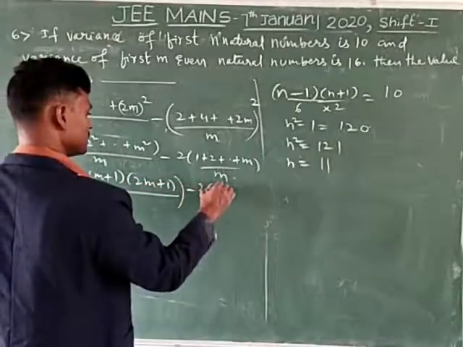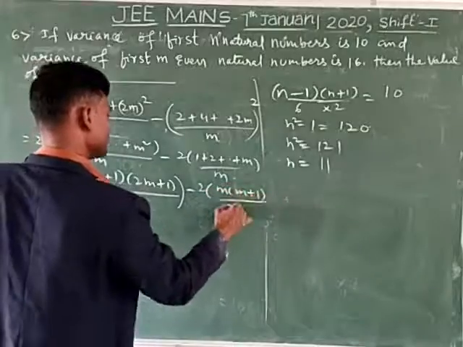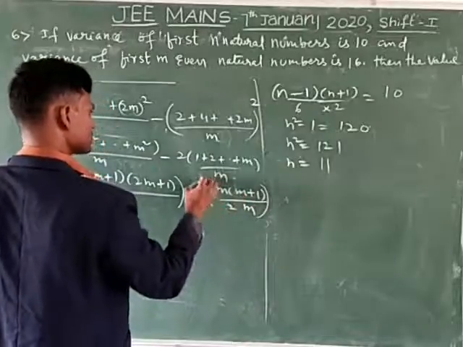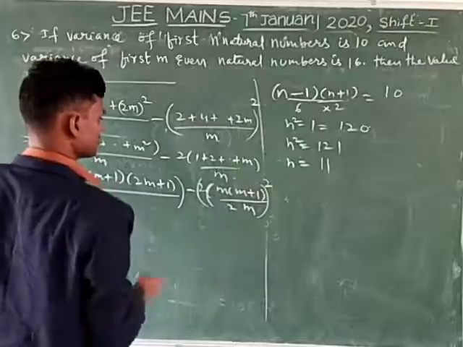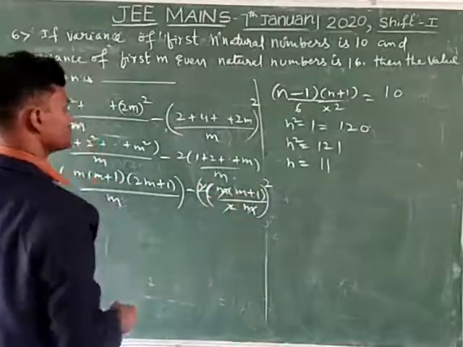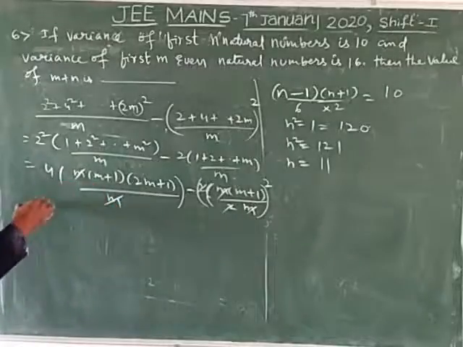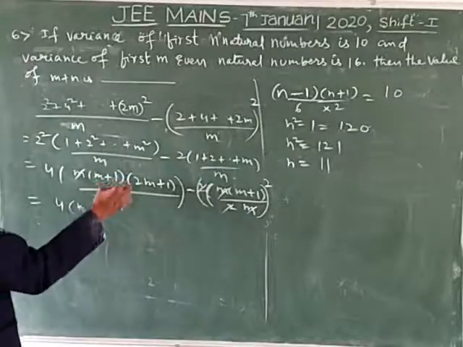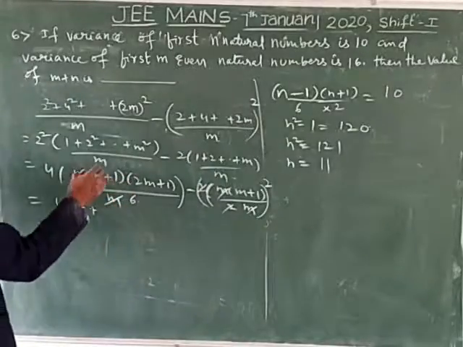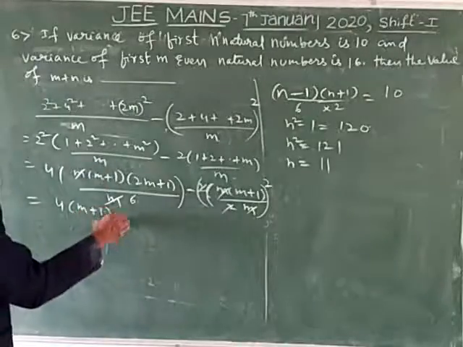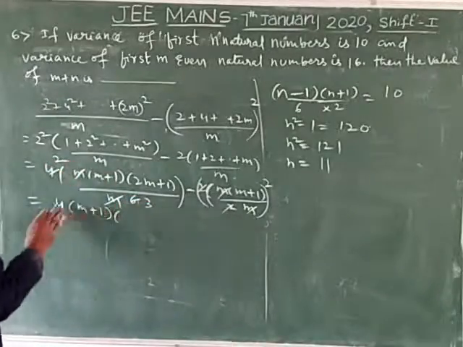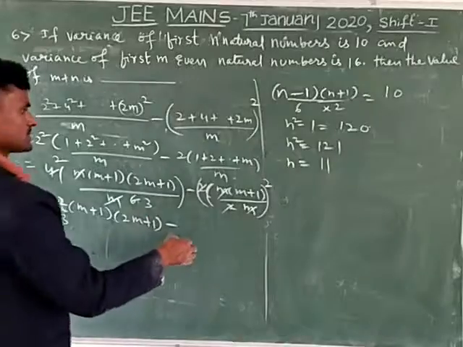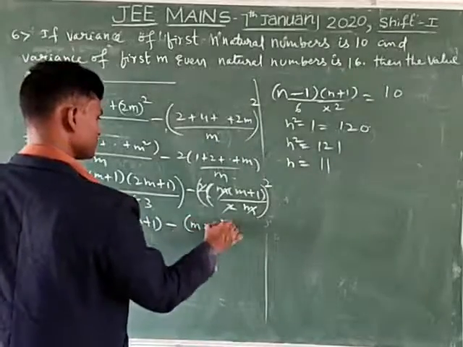Here 2 into (m plus 1) by 2 into this m whole squared, total whole squared. Then this 2 cancels, m cancels. Here 4 into m plus 1 by 6 also there. Next, here m plus 1 into, 2 twos are 2, 3 twos are 6, 2 by 3 into (m plus 1) into (2m plus 1), minus (m plus 1) whole squared.